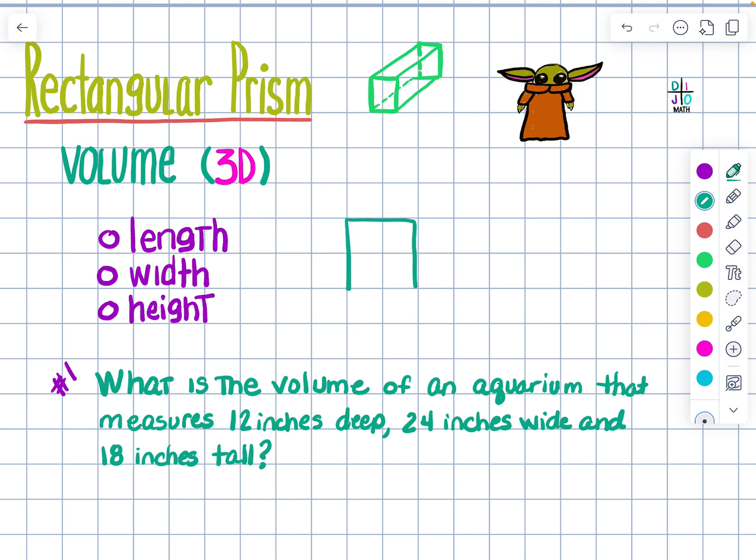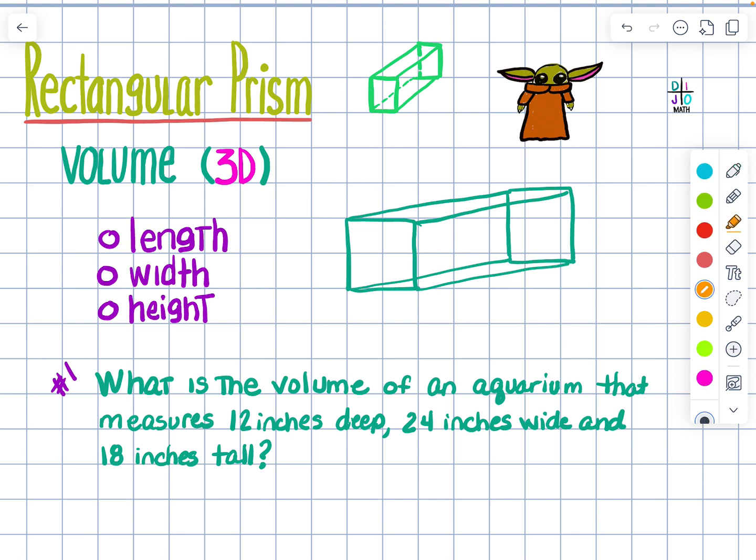So I'm going to draw this aquarium. And again, if you want to know how to do this, I just draw two of the same shapes, and then I just connect the same points together. And then it's pretty close, looks pretty good. Okay, so here's our aquarium, and I want to label each of these things that they give me.